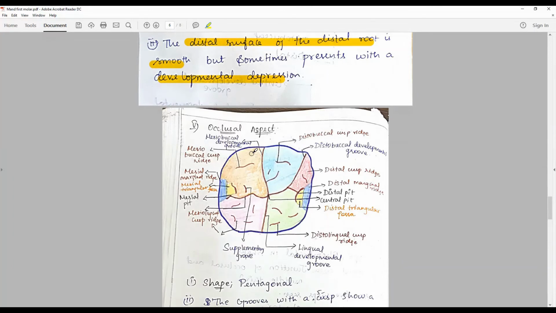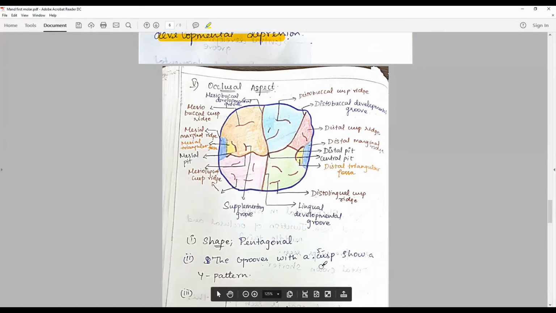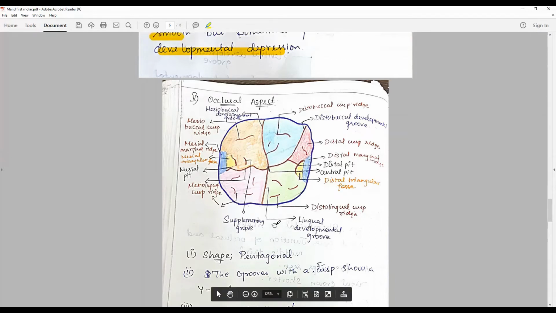It is pentagonal in shape. The grooves with 5 cusps show a roughly Y pattern. The distal portion of the buccal outline tapers to the lingual to create a fifth side of the outline. The crown is wider mesiodistally than buccolingually. The buccal outline is divided into 3 sections by the 2 buccal grooves. The relative length of the 3 portions decreases distally, so that the mesiobuccal is the longest, distobuccal next, followed by the distal.